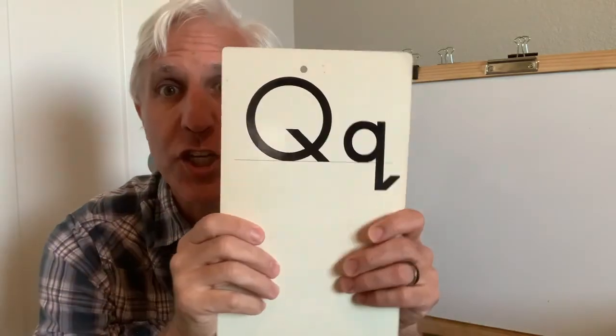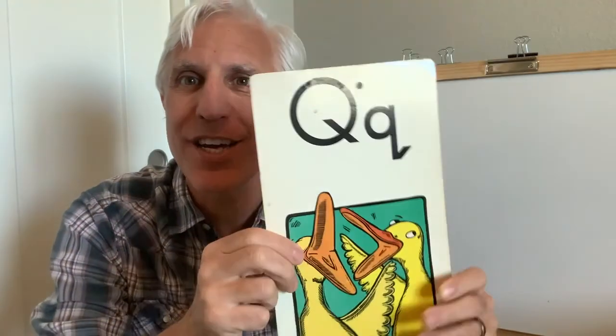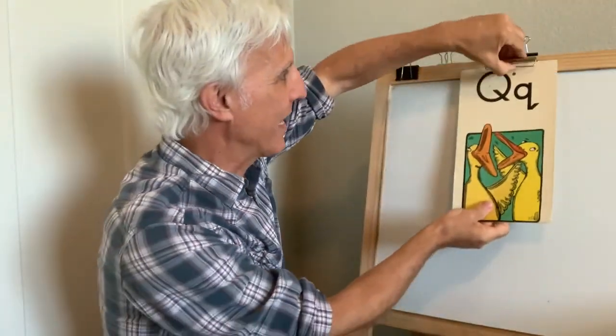Quilt. Qua. Kind of quiet. Qua. Queen. Quilt. It's Q. And not duck. D. Duck starts with D. But the sound that they make, qua, quack, starts with Q. It's letter Q.